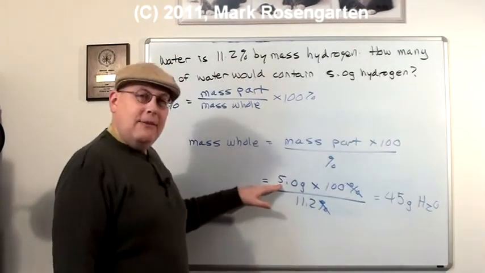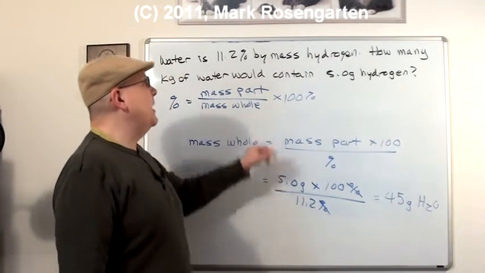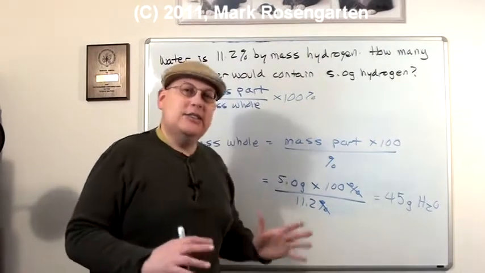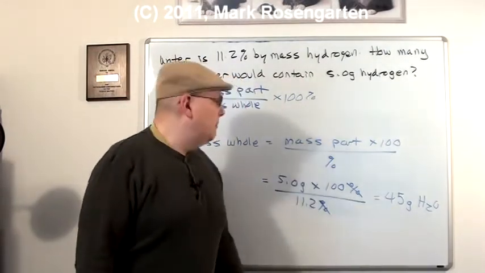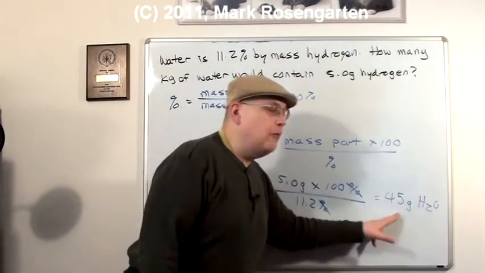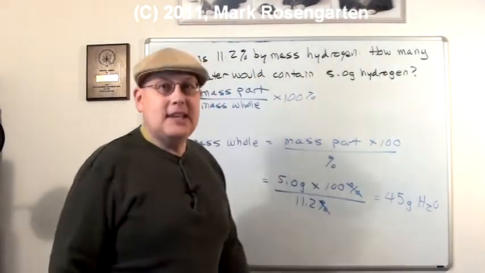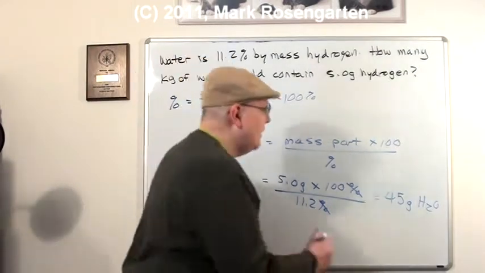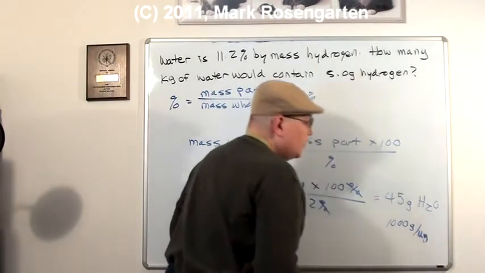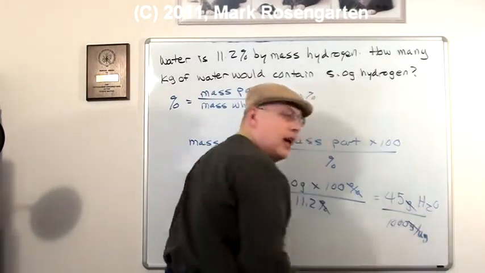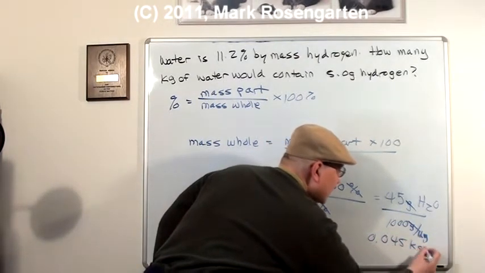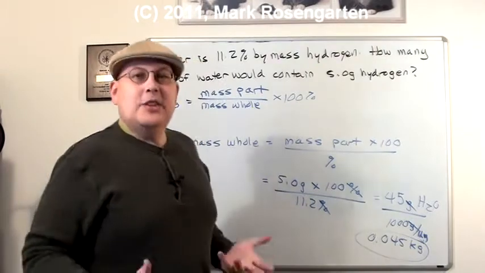So if you've got 5 grams of hydrogen, and hydrogen makes up 11.2% of the mass, that means the mass of the entire sample is 45 grams, because 5.0 is 11.2% of 45 grams. Now, to convert that to kilograms is just insanely easy. There are 1,000 grams in a kilogram. So to cancel out the unit grams, you divide, and you get 0.045 kilograms.